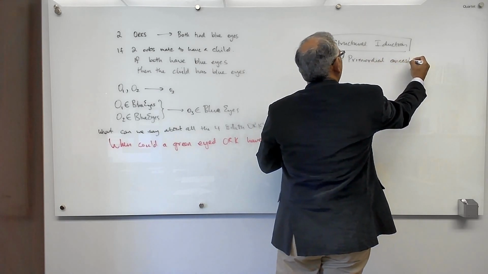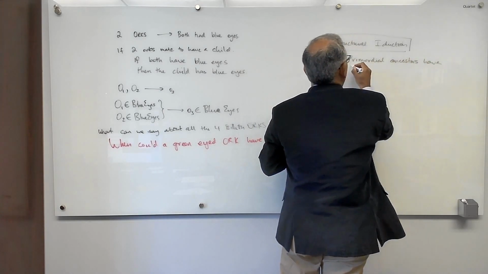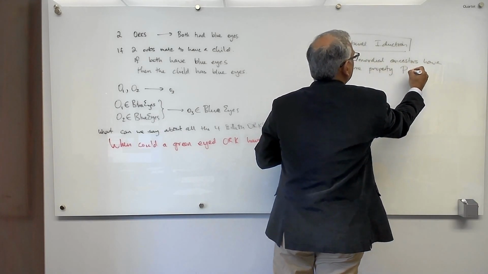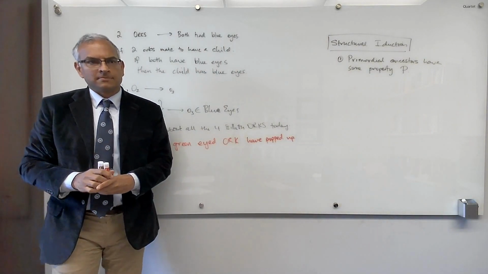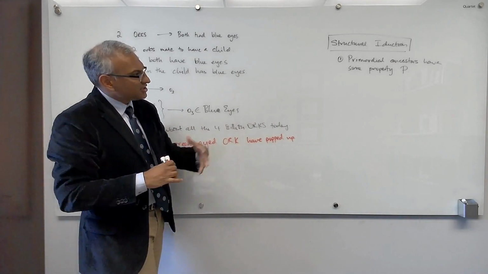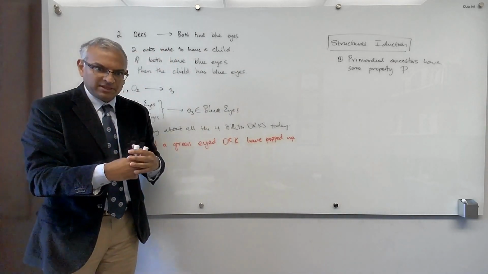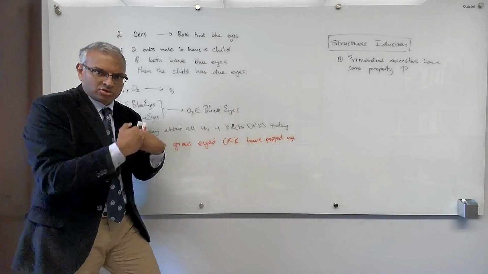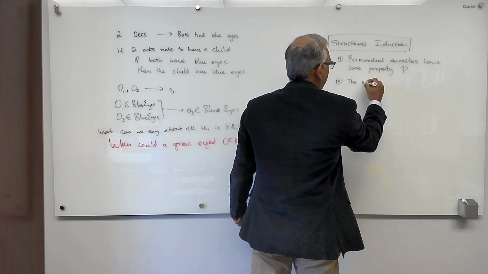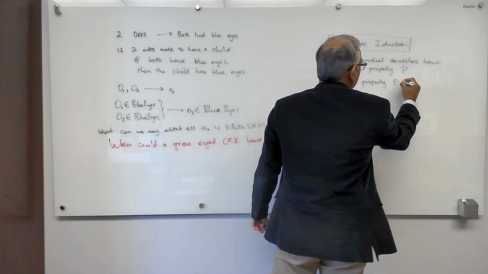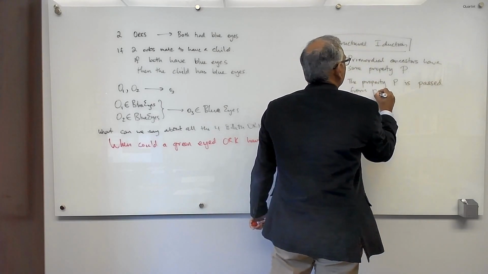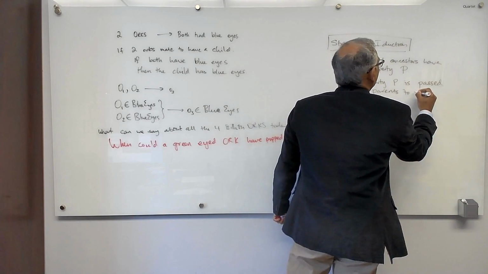Okay. So you show that the primordial ancestors have some property P. You just show it. And then you must show, if you can show, that this property P, this trait, is passed from parents to children.